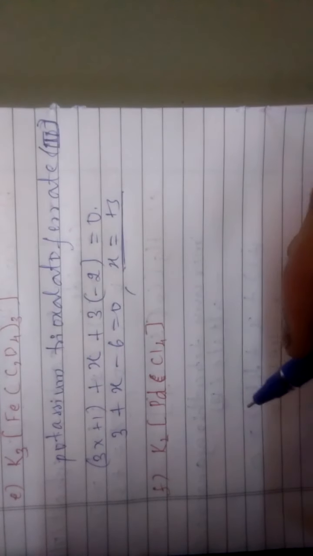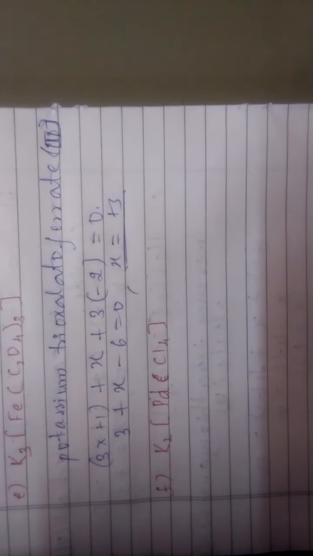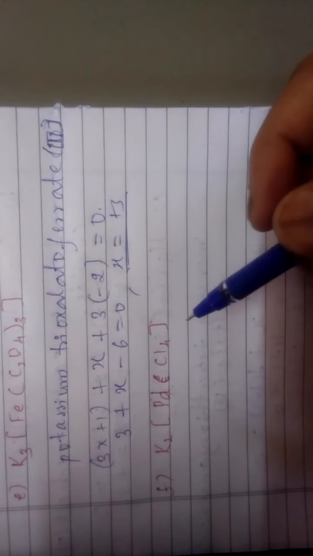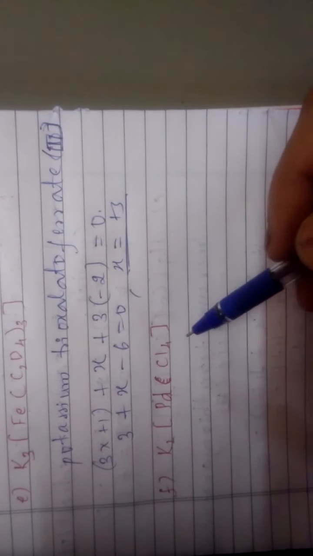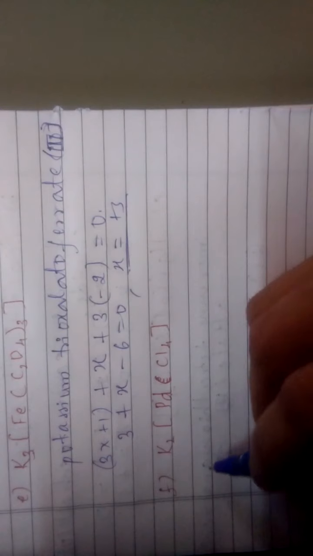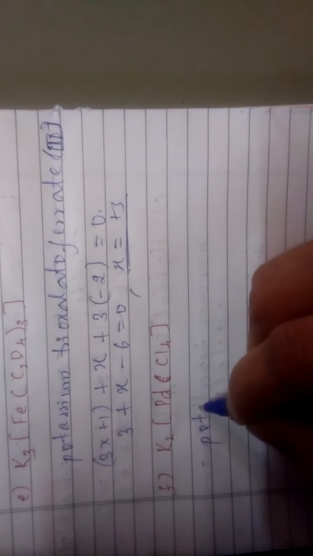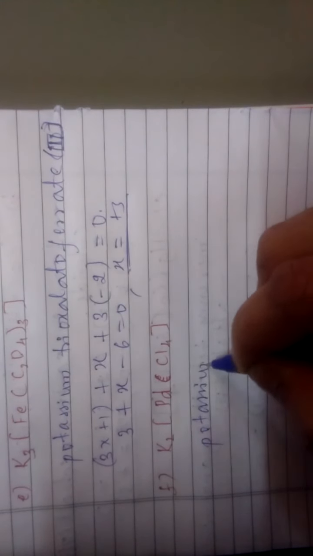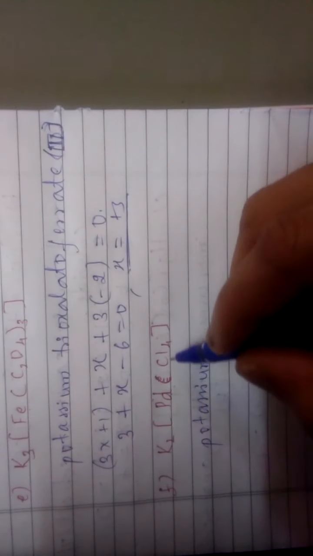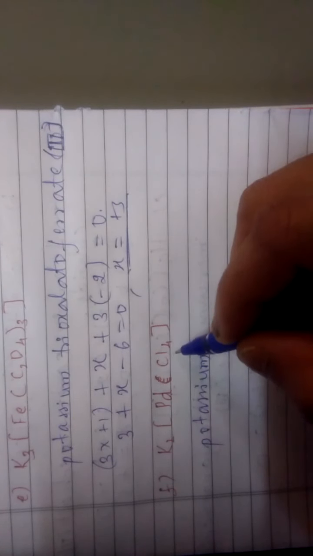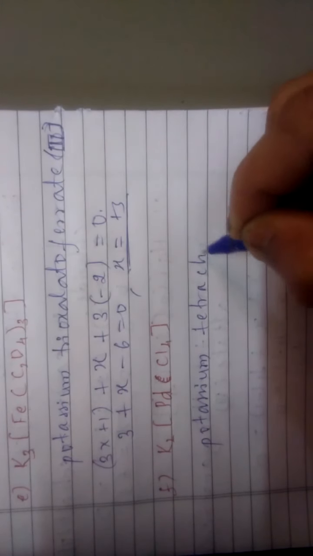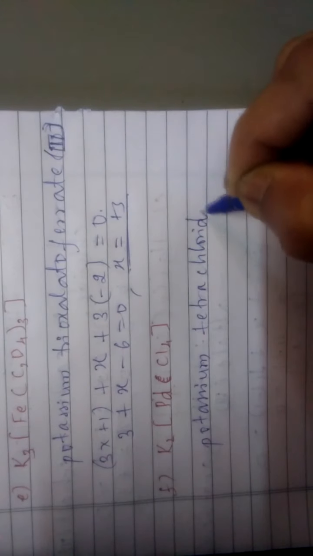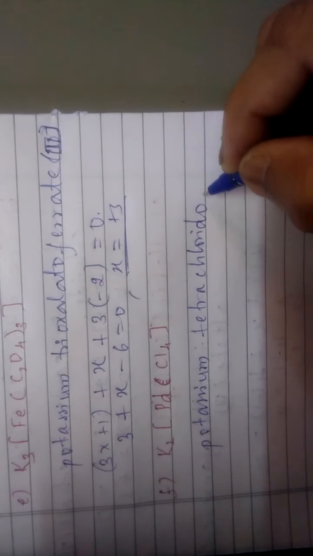Next one is K2PdCl4. In this compound, potassium is the cation and PdCl4 is the anionic complex. So it is potassium. Okay, next one, here there are 4 chloride ions. It is tetrachlorido, it is palladium.